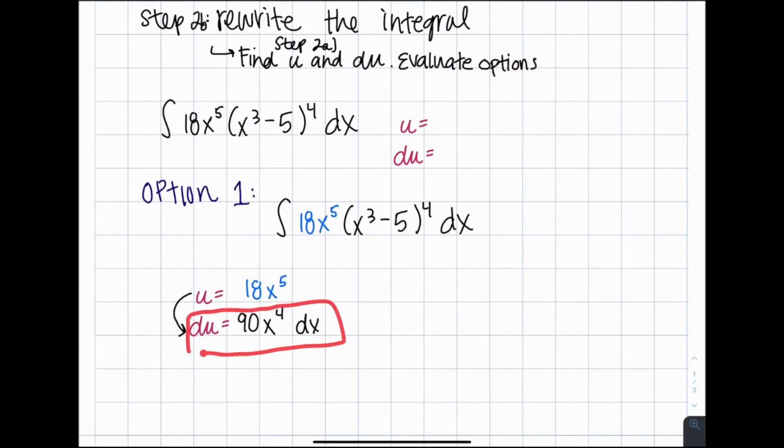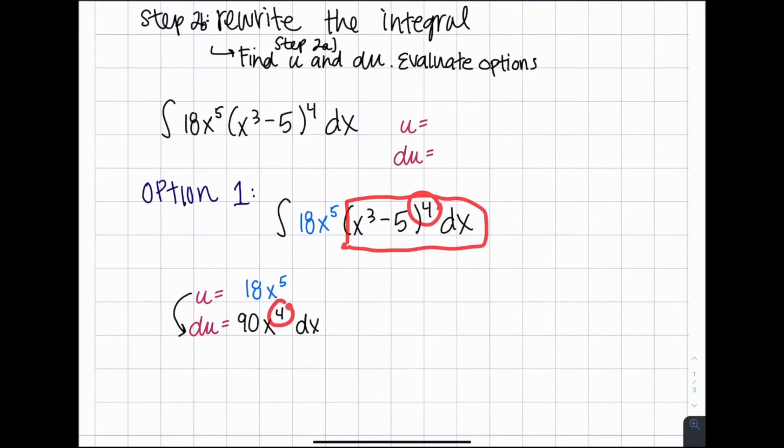So let's take a look at 90x to the 4th. The key here is to see if this is a good fit for the other half of the integral that we haven't chosen for our u, which in this instance is (x cubed minus 5) all to the 4th. While both have the exponent of 4 in common, that 90 doesn't really match up well, especially with the polynomial of x cubed to the 5th. So if we were to try to substitute the du for that section, it just wouldn't fit or align nicely.